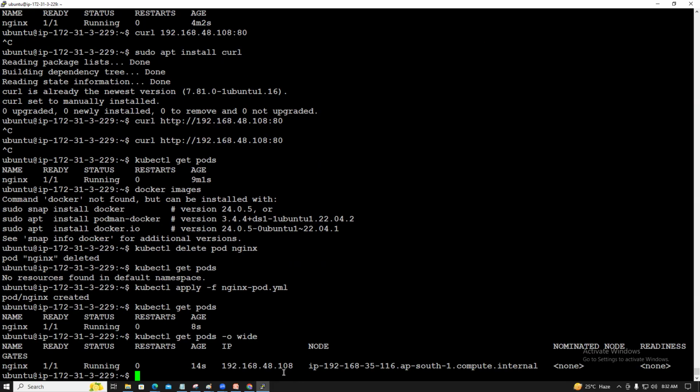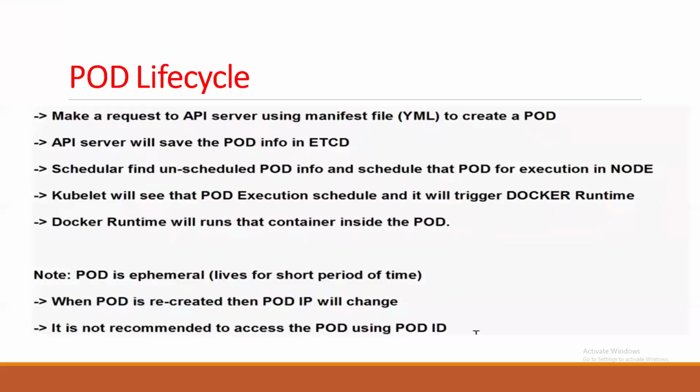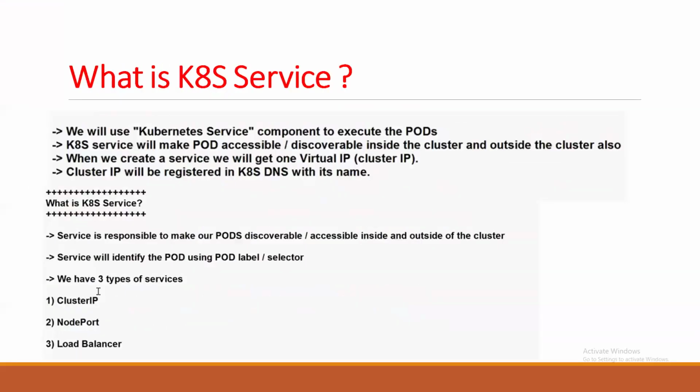So I think the case is different. If you delete it, it will not create the same pod IP again. So the containers get different pod IPs, right? That's the reason we are not using the pod IP. If you recreate it, the pod IP will change. It is not recommended to access the pod using the pod IP. So what is the solution, guys? Service. We will use the Kubernetes service component to expose the pods.